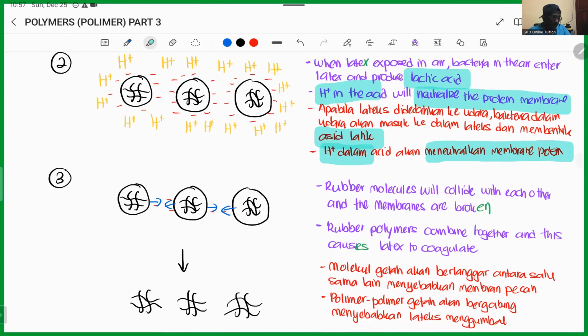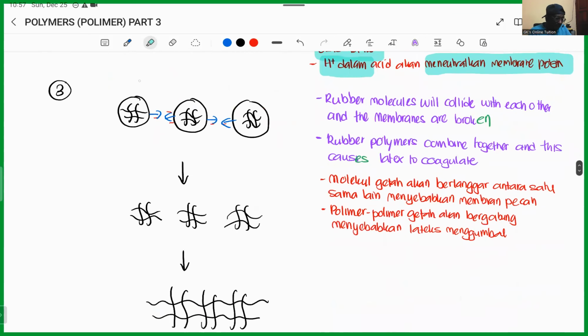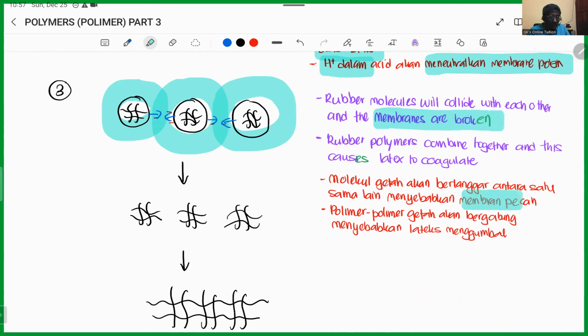Bila dah neutral, you tengok sini gambar yang kedua, gambar yang ketiga, dah tak ada charge. Kenapa dah tak ada charge? Sebab dah neutral. Hydrogen dah neutralkan semua charge. The hydrogen has already neutralized all the charges. So there's no charge. It's a neutral membrane. Apabila dia neutral, bila dia bertembung, apa akan berlaku? The membranes are broken. Membrane itu pecah.